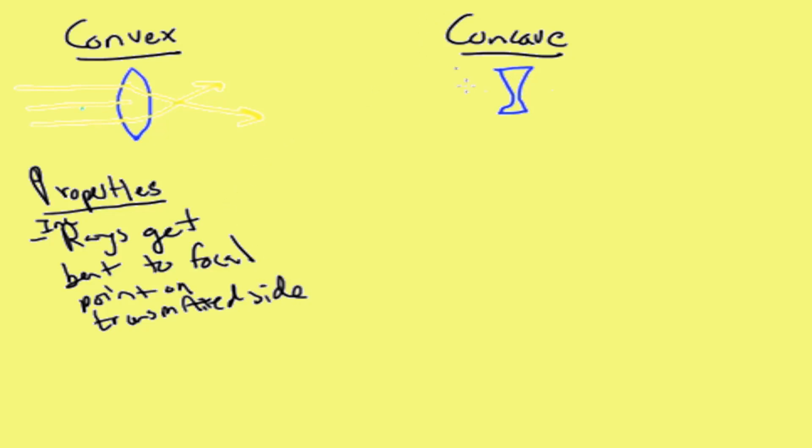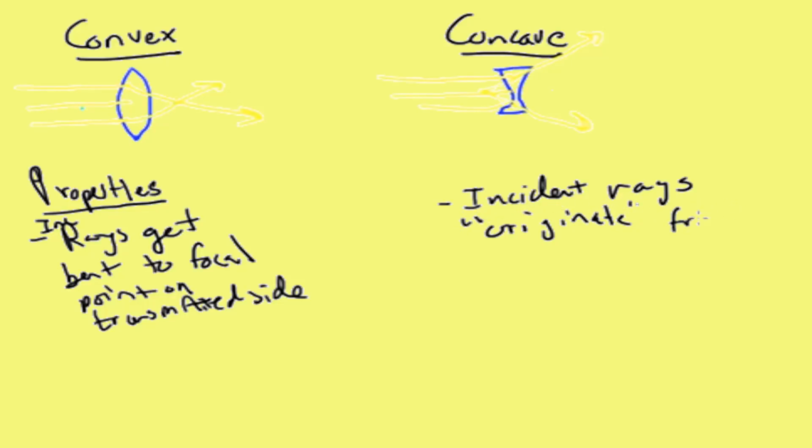Now over here on the concave lens, we have the same sort of left-right incoming horizontal incident rays. And what's going to happen is these are going to diverge, and then if you were to trace back, they would look like they originated from this focal point on this side. So incident rays "originate", I'll put that in quotations because they don't actually, but it looks like they do, from the focal point on the incident side.